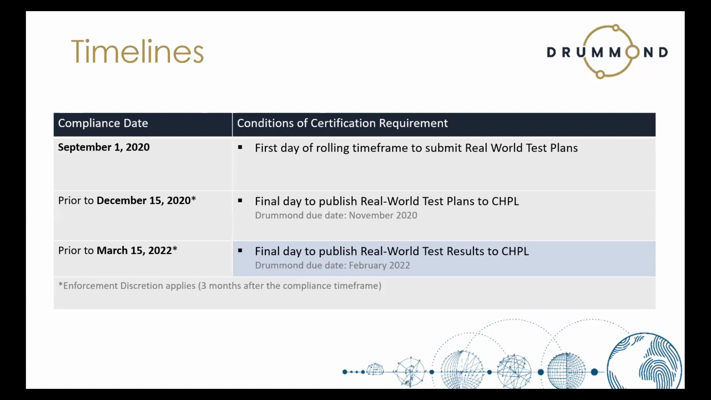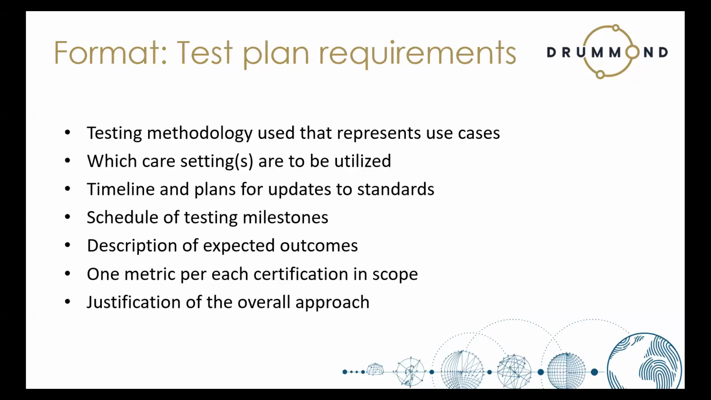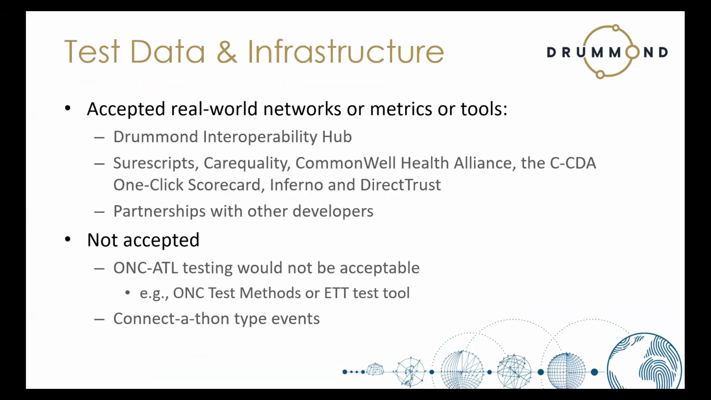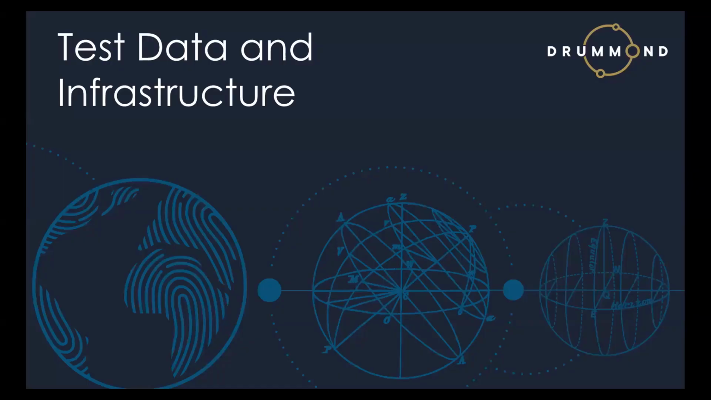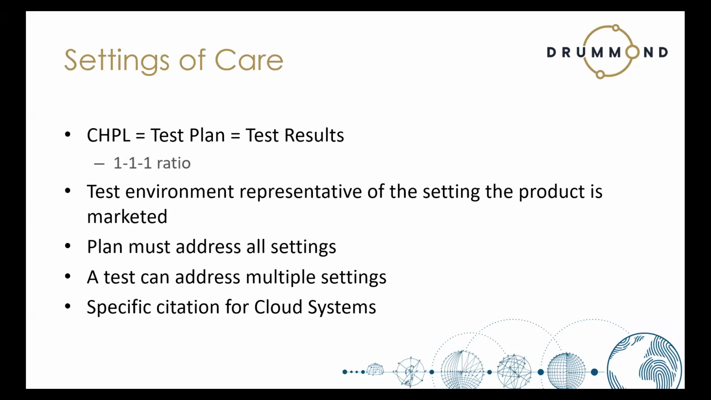The next question. The presentation mentioned a 1-to-1-to-1 ratio of CHPL listing to test plan and test results document, but it sounded like the test plan could overlap some CHPL listings, but the result would have to have a separate entry. Is that correct? That appears right. Let me just make sure, number one, I'll back up to that screen. Okay.